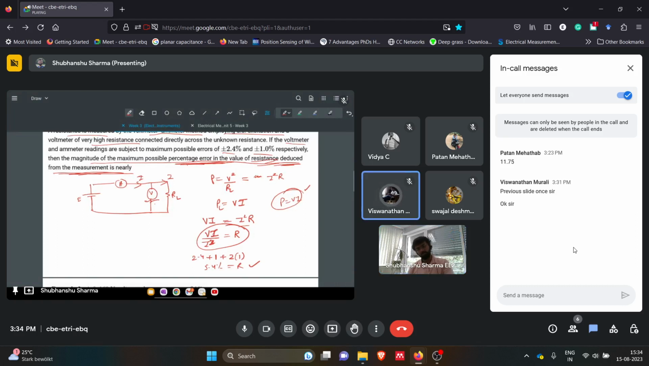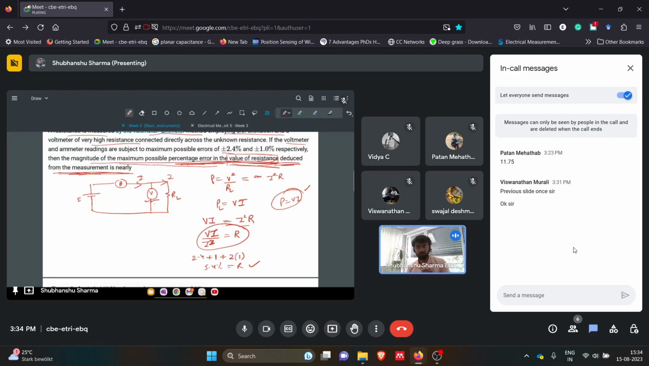Sir, once again. See, they're asking the magnitude of the maximum possible percentage error in the value of resistance deduced from the measurement. So it is V square by R, na? V square is 4.8 plus 1.